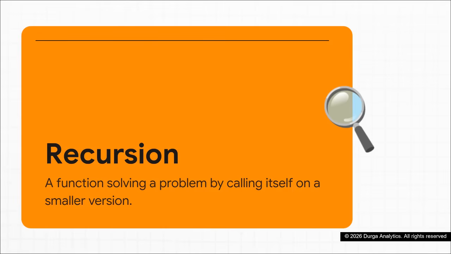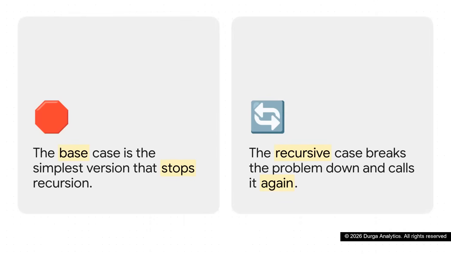It's an incredibly practical tool. It's essentially an engineer's way of saying, hey, to solve this massive thing, I'll just solve a slightly smaller version of it and build on that result. The absolutely crucial point to remember is that every correct recursive function has two distinct parts. First up is the base case. This is the simplest version of the problem. It's so small that the function can answer it directly without calling itself again. This is the brake pedal. It's what stops the recursion.